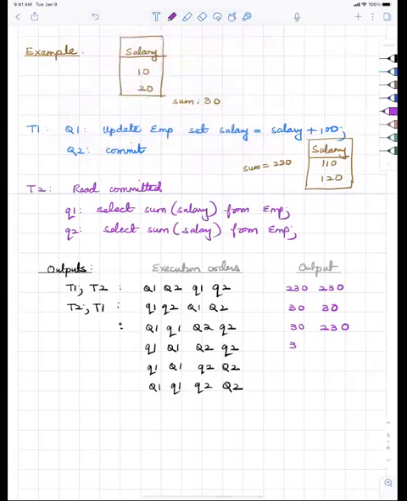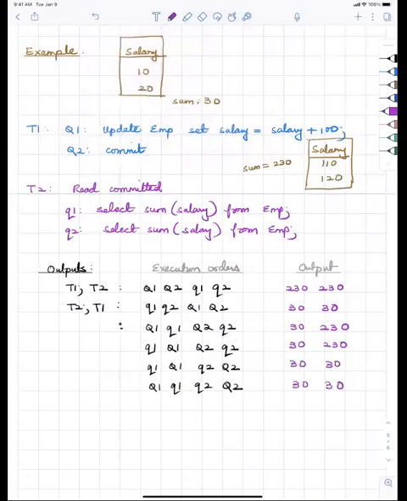Same as above, 30 and then 230. 30 and 230. And then the next one is 30. And so what about this one? 30, 30. Yeah, 30. And the last one would also be 30 and 30. Okay, so we only have one output out here, which is non-serial.